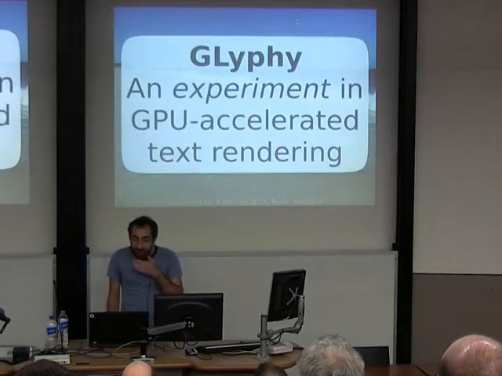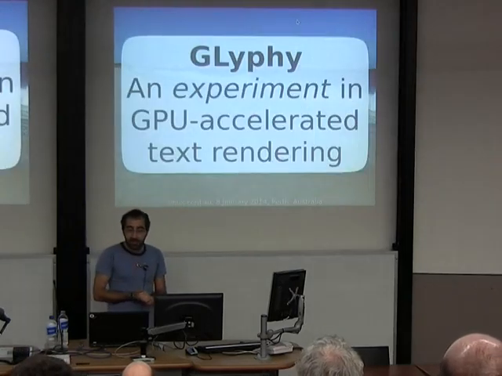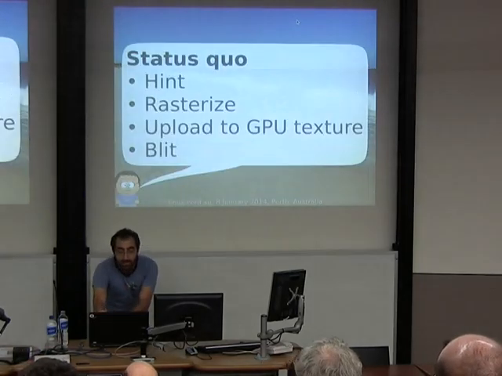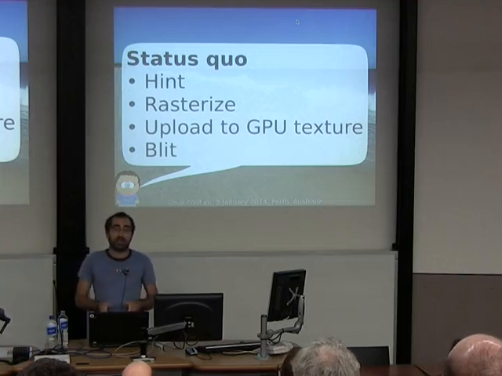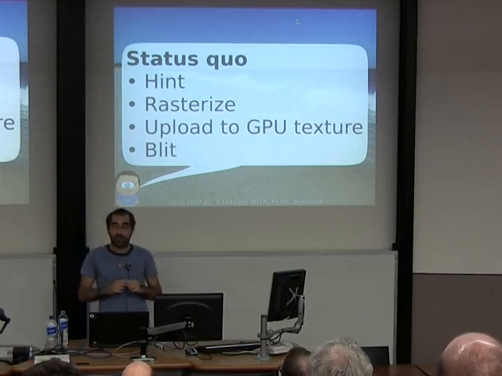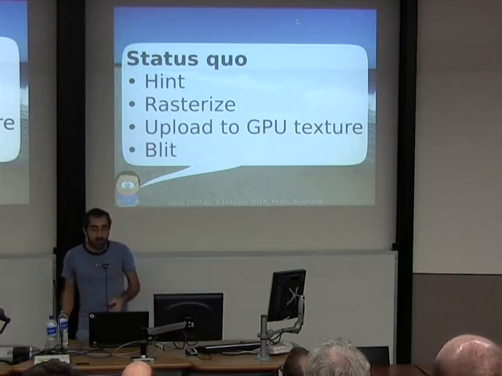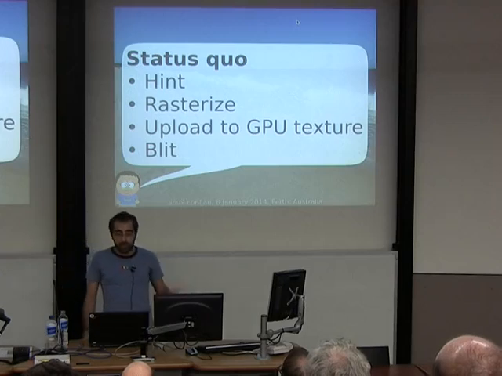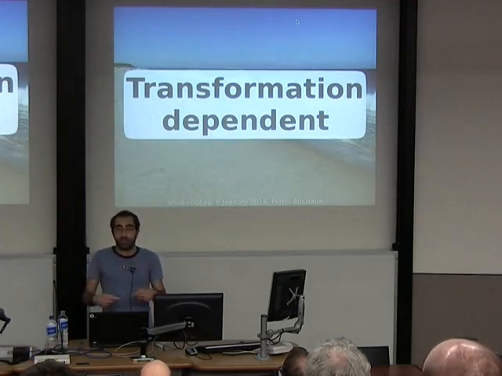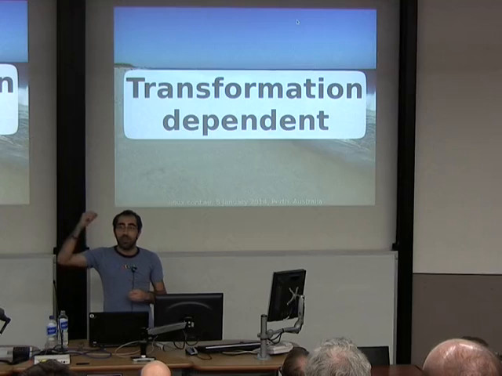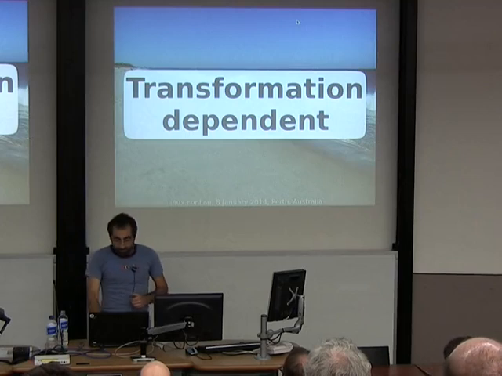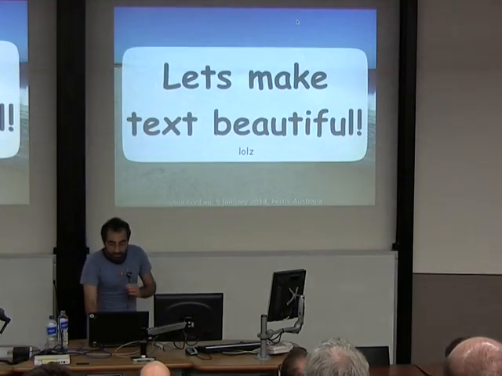Oh. Okay, so Glyphy, an experiment in GPU accelerated text rendering with GL ES2. So how do we render text right now? Basically, what we do is we modify these glyph shapes on the CPU for their transformation and font size. We rasterize it on the CPU, upload to a GPU texture, and blit. The problem is, if you want to change the font size, you have to redo this again. So if you have animating text, you have to re-rasterize every glyph, every frame, upload it, render it, next frame. So let's do something better.